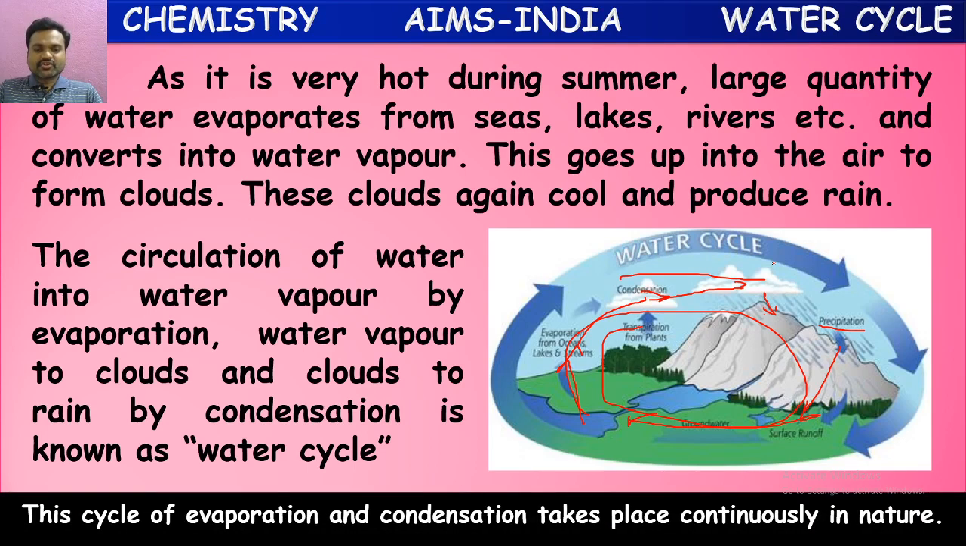This cycle of evaporation and condensation takes place continuously in nature. Yes, this won't be stopped. It will be continuously occurring. Once it is evaporated, it won't stop in the form of clouds there. These clouds again start converting into rain. This rainwater reaches streams again and finally oceans. It won't stay in the oceans continuously. It will be evaporated from there. So it happens continuously in the universe.